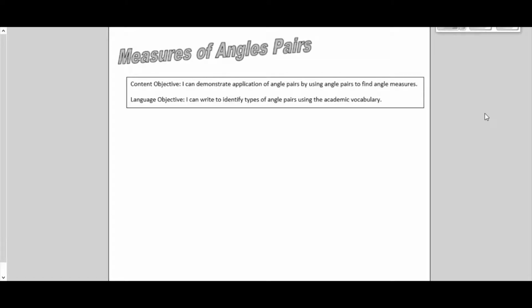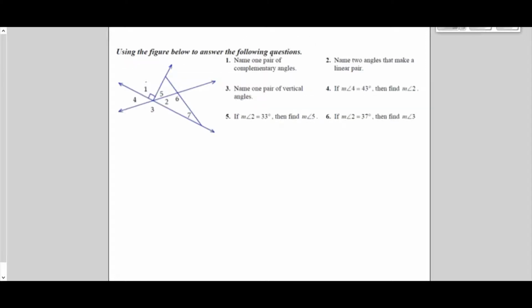In this lesson, you'll be able to apply what you learn about the different angle pairs to help you find angle measures. So you'll want that cheat sheet out to help you if you don't recall the different types of angle pairs. So if you could draw this diagram, pause the video if you need to do that.